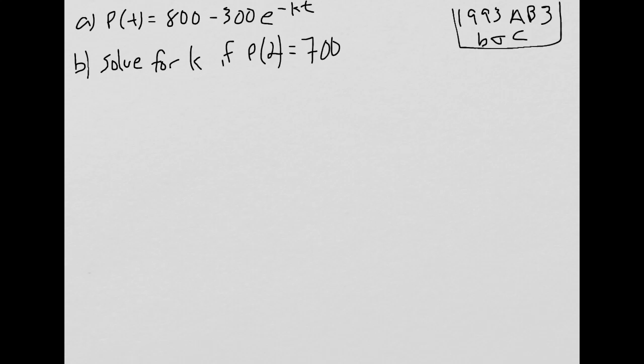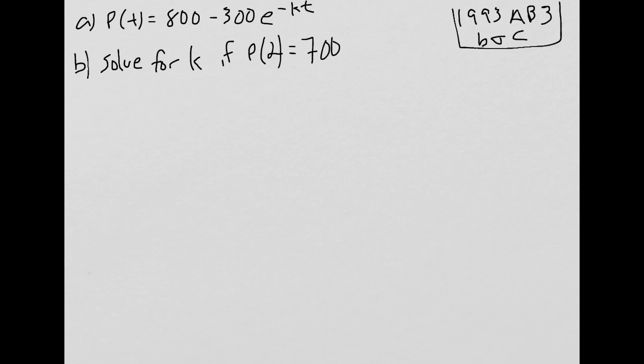So I've already done a video for part A of this FRQ. This was the answer right here. So we're going to go ahead and do part B, and then I think we'll probably do part C in the same video. So solve for k if P of 2 is 700. So I've got to figure out this variable right here.